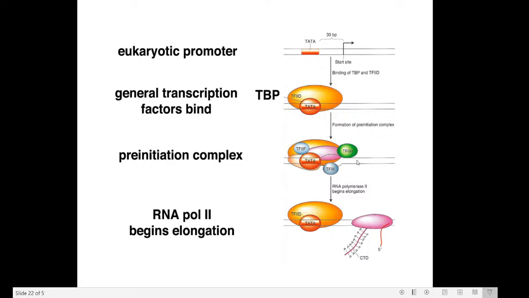This RNA polymerase specifically adds the phosphate groups to form the new strand from the DNA, the RNA. That is RNA polymerase II carrying out elongation.